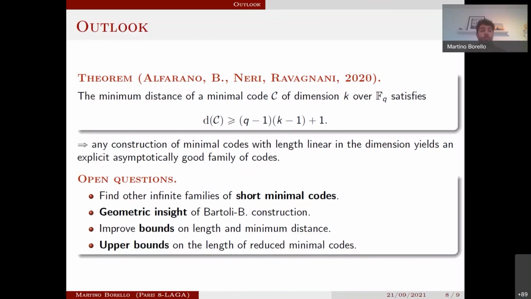And another problem can be to consider upper bounds on the length of reduced minimal codes. That essentially means how many points you have to take to be sure to have a code.